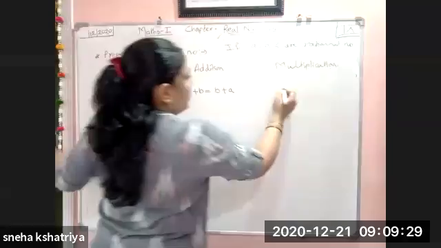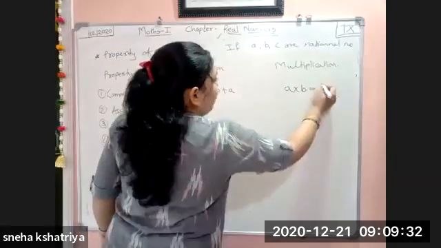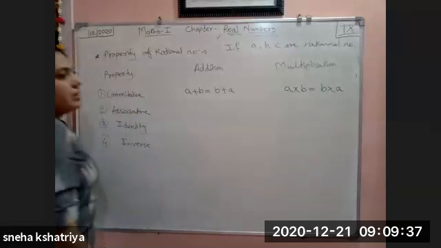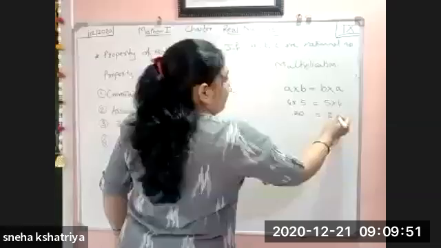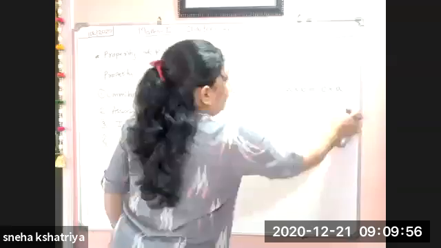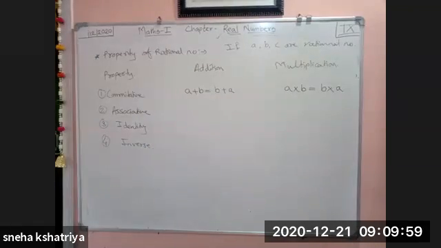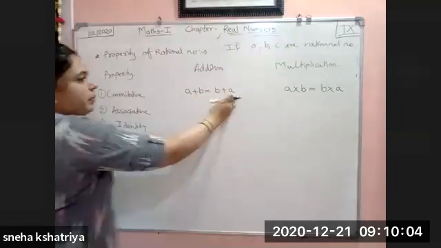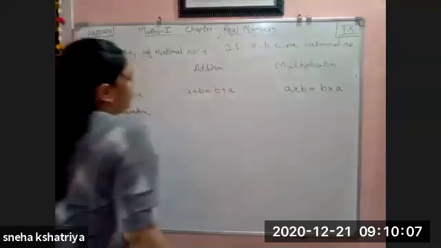And same in multiplication, if we take multiplication of two numbers, then their sequence does not matter. 20. The sequence doesn't matter in this kind of property. So additive property and multiplicative property, that is the commutative property: A plus B is equal to B plus A, and A into B is equal to B into A.